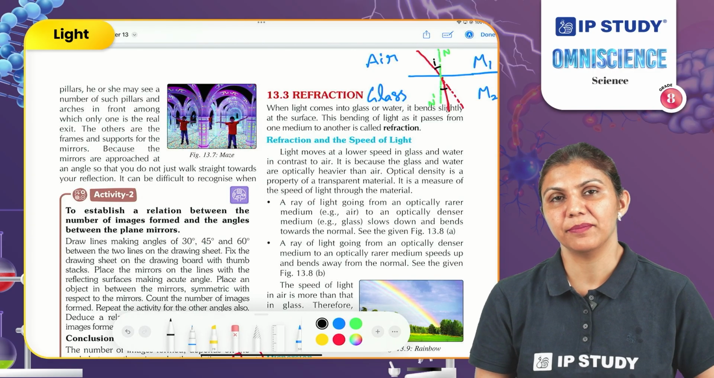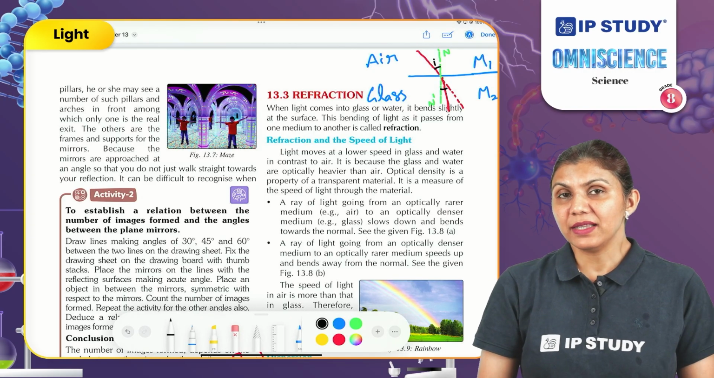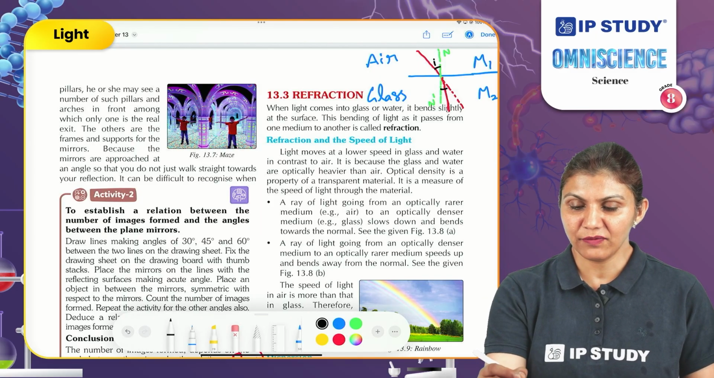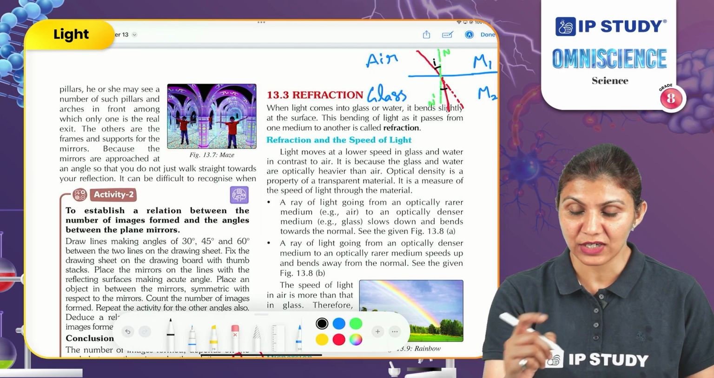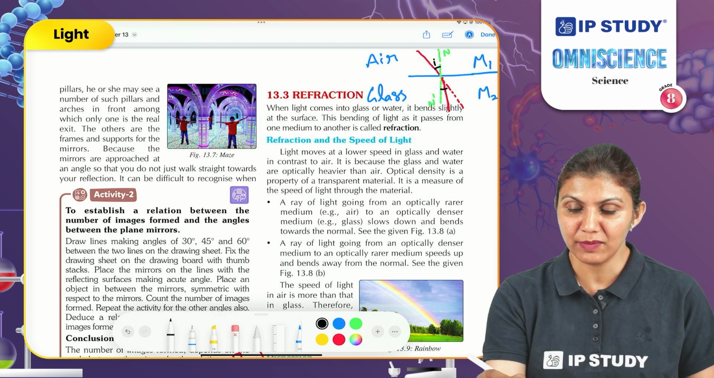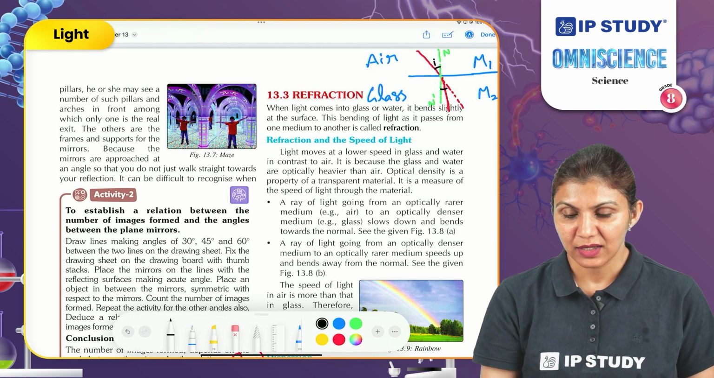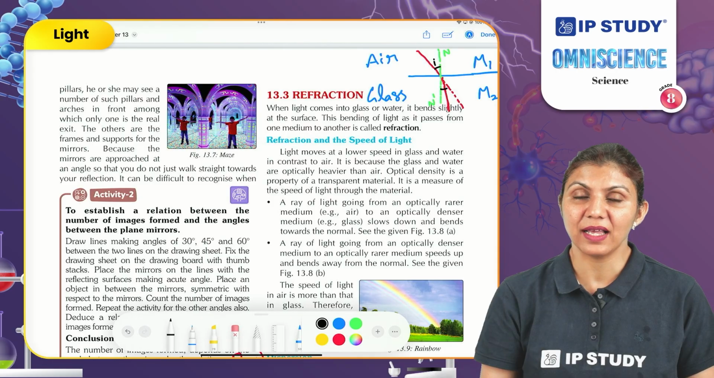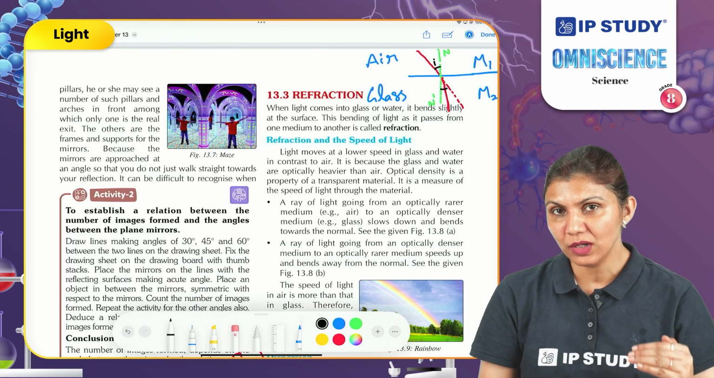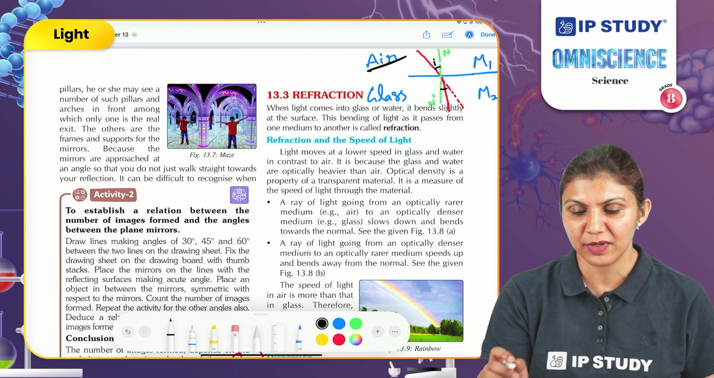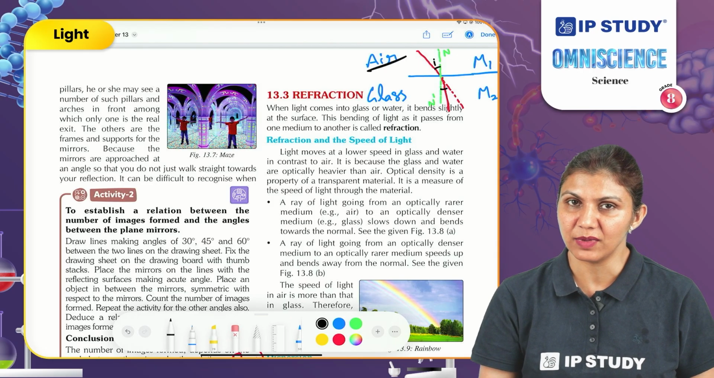Okay, after entering into the second medium, if you compare these angles, the angle of incidence with the normal and the angle of refraction with the normal in the second medium are not the same. It is now reduced as the light ray is moving from rarer medium to denser medium. Air is the rarer medium here and glass is the denser medium.